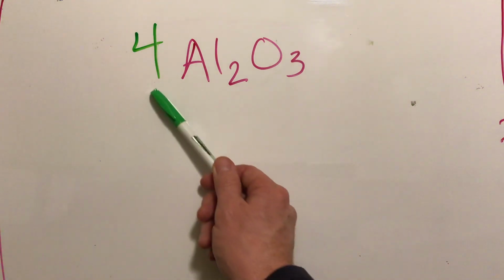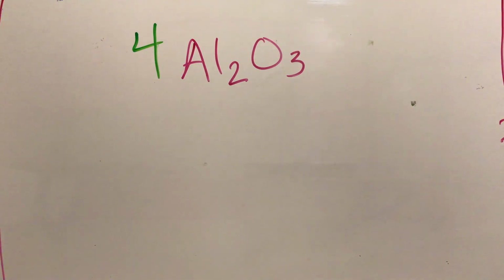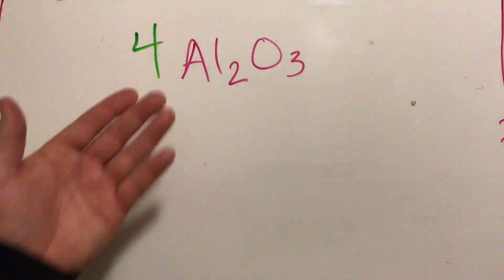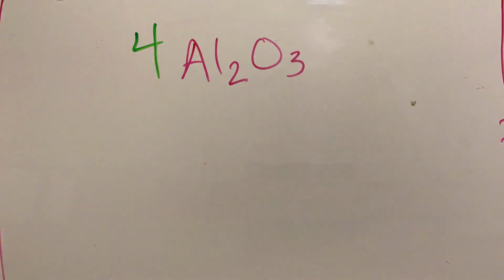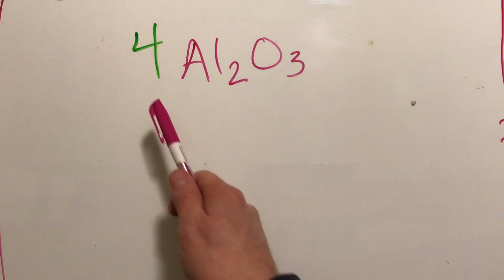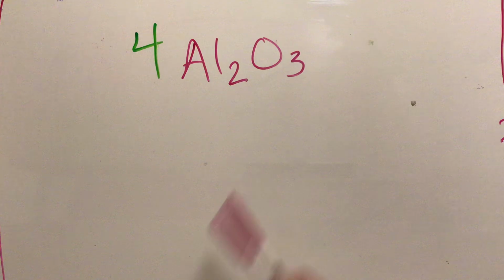The 4 is a coefficient. It tells me how many of these molecules I have. It's not part of the actual formula. If I take the 4 away, I still have aluminum oxide. If I put a 7 here or a 10 here, it's still aluminum oxide. But when we're balancing an equation, this is important, as are these, the subscripts.